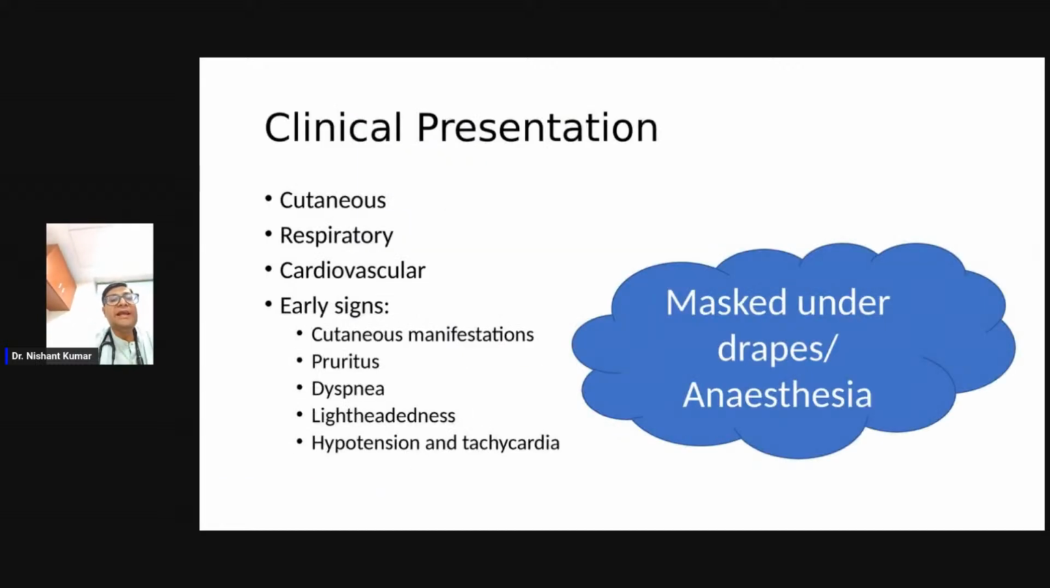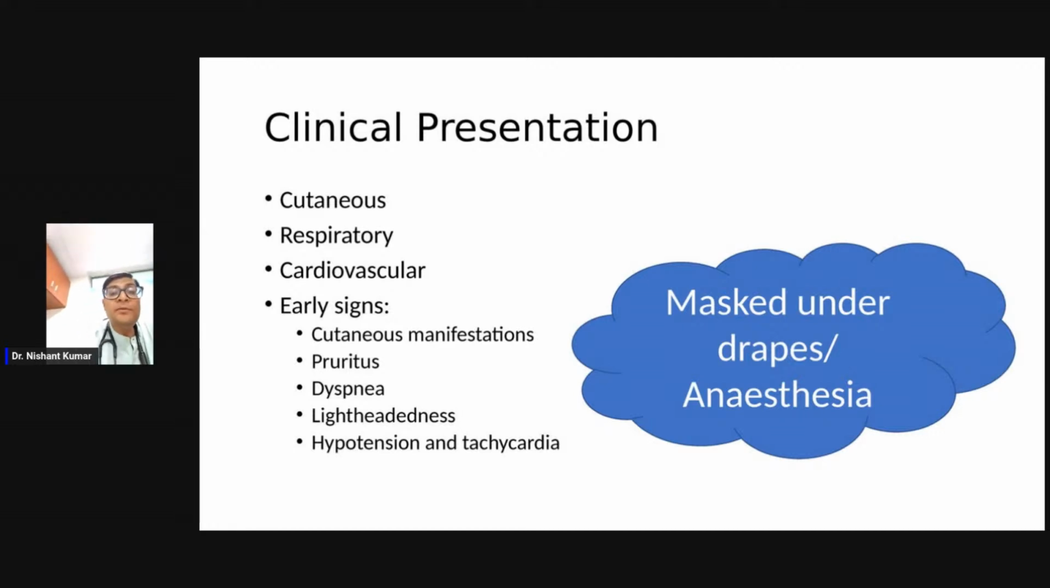So the clinical presentation is usually cutaneous, respiratory, and cardiovascular. The early signs include cutaneous manifestations such as a rash and pruritus, the respiratory is dyspnea, neurological is lightheadedness, and cardiovascular is hypotension and tachycardia. Now, if you see the cutaneous manifestations, how many of us have seen a small wheal and flare reaction with the administration of morphine or fentanyl? Pruritus: the patient usually itches his or her nose when you administer fentanyl.